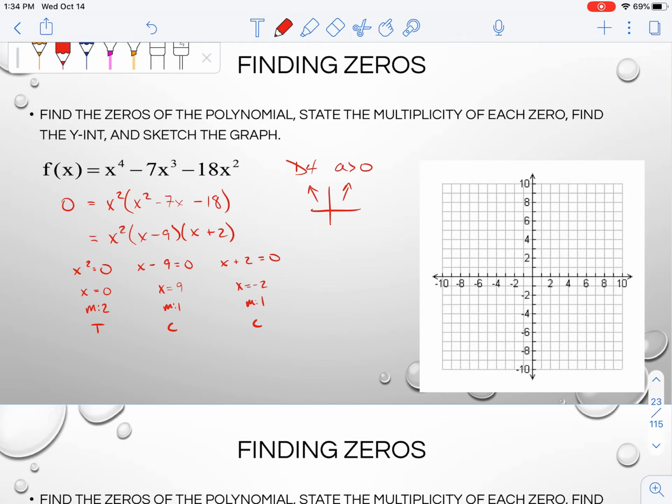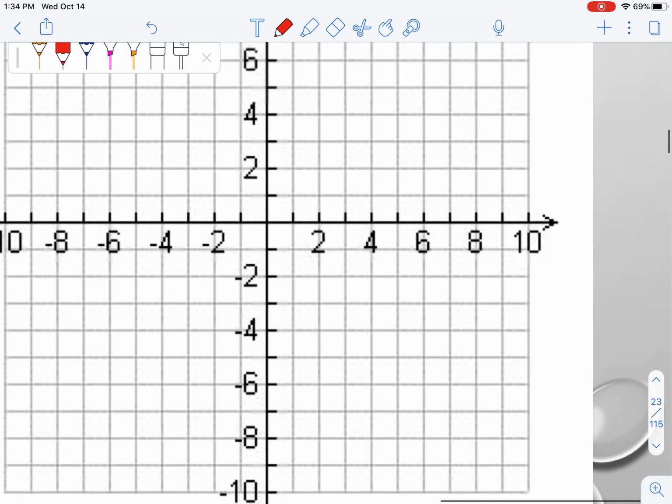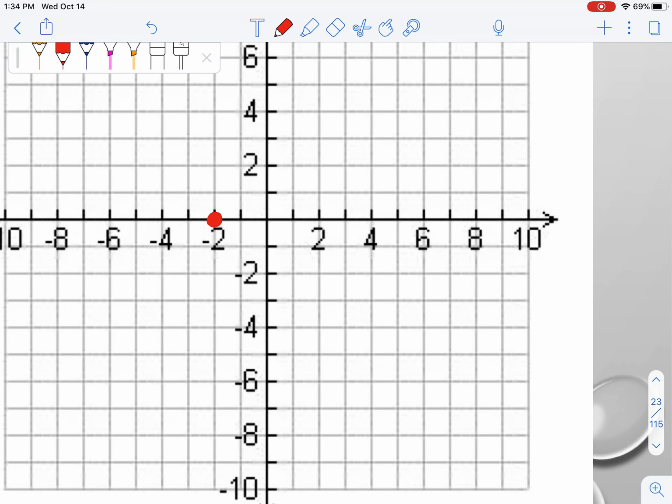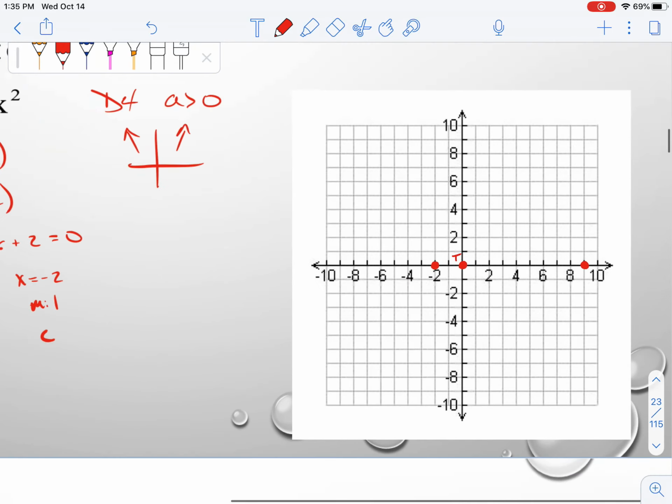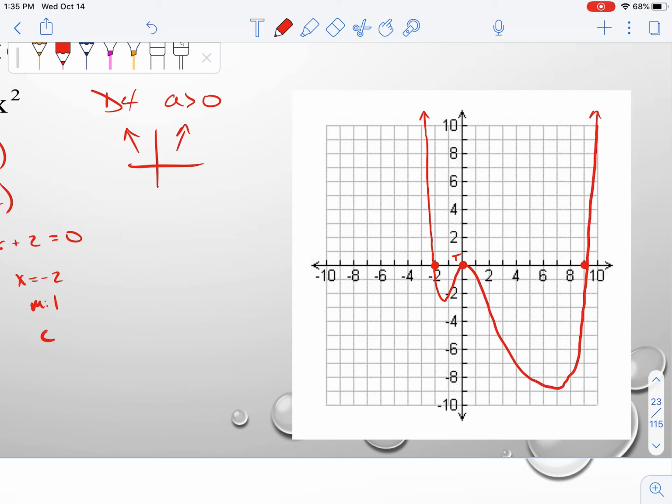So if I plot these points, I've got negative 2, I've got 0, and I've got 9. My graph is going to touch but not cross at 0. My end behaviors are up and up. So when I go to actually sketch this, I get a graph that maybe looks something like this.